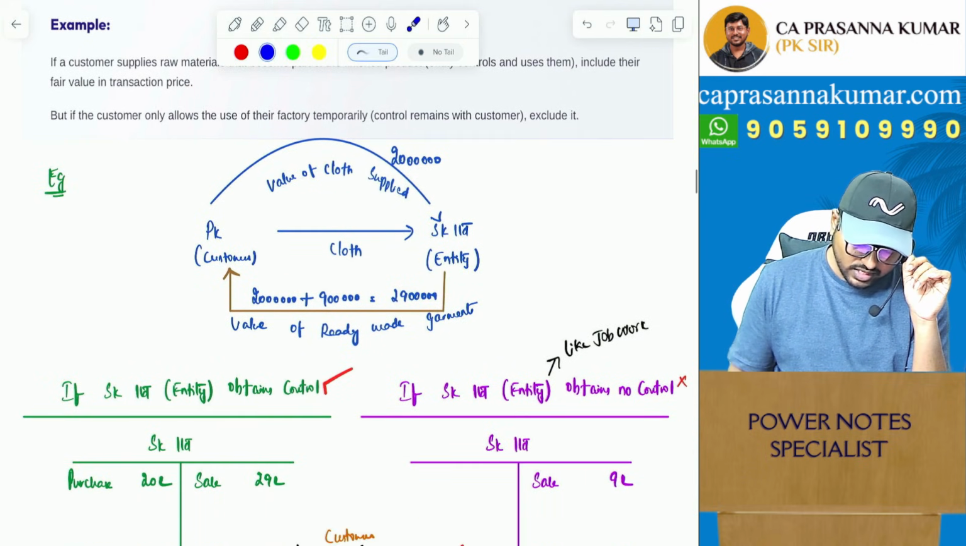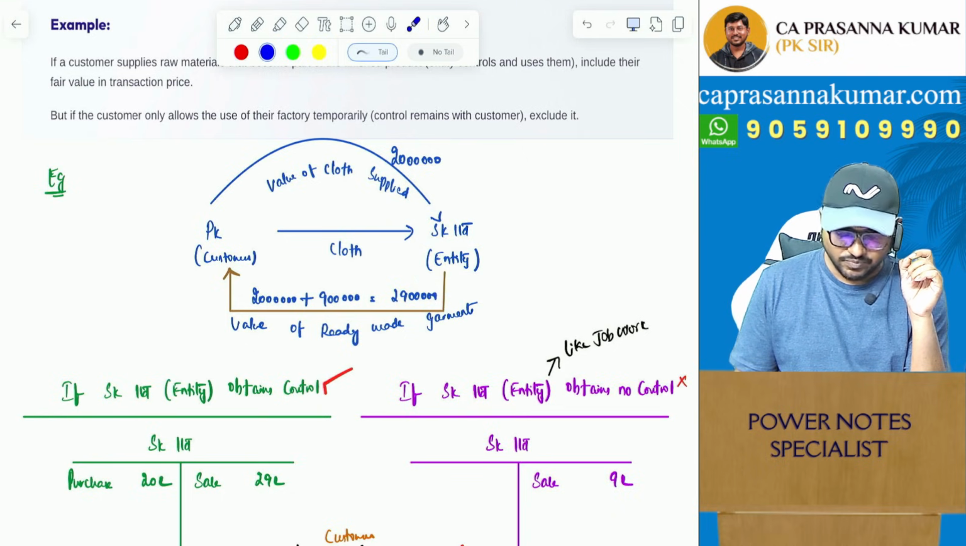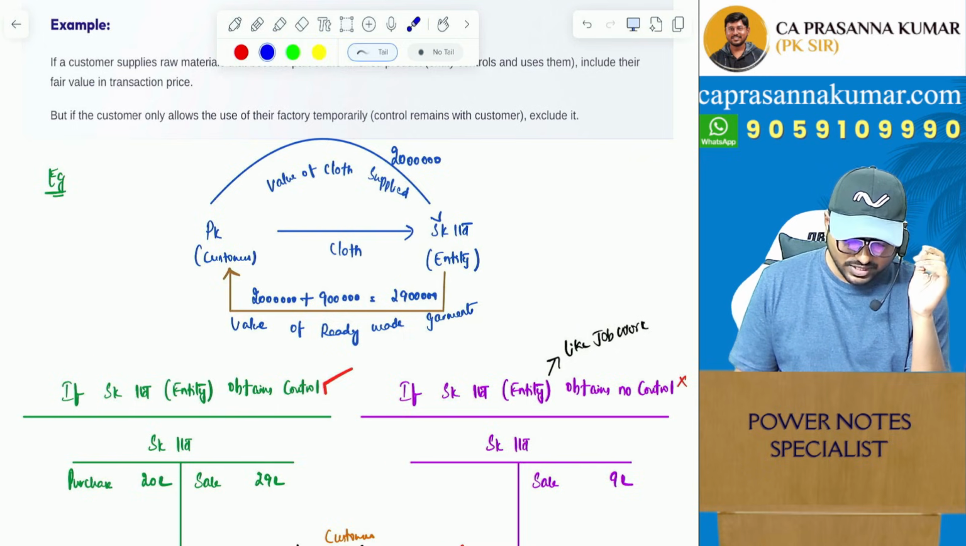Now, the point is how to give treatment, how to recognize the transaction price. Well, the answer is very simple. You just see from SK Limited's point of view, that is the entity's point of view, whether whatever the goods that the customer has provided, the entity has got control over it or not. Logically speaking, in this case, because it's a cloth, SK Limited will have control.